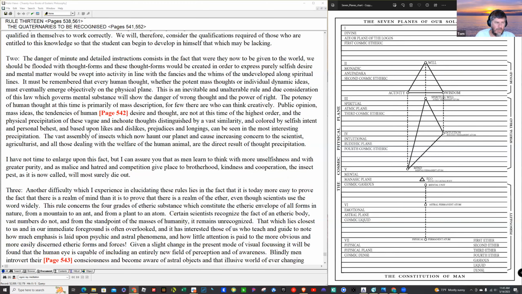Okay. So I have not time to enlarge upon this fact, but I can assure you that as men learn to think with more unselfishness and with greater purity, and as malice and hatred and competition give place to brotherhood, kindness, and cooperation, the insect pest, as it is now called, will most surely die out.